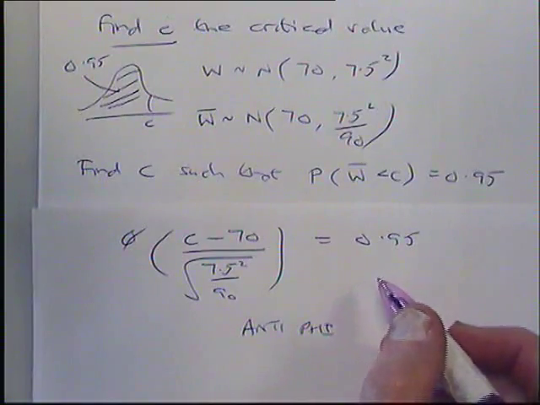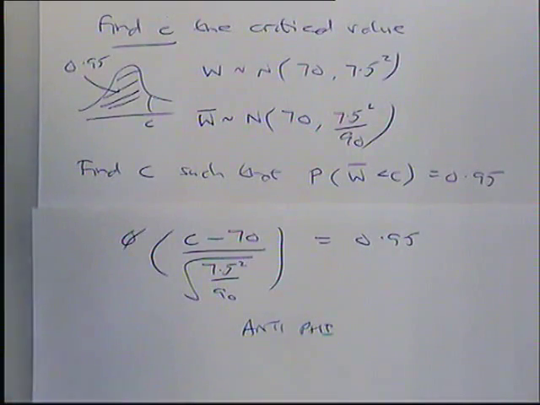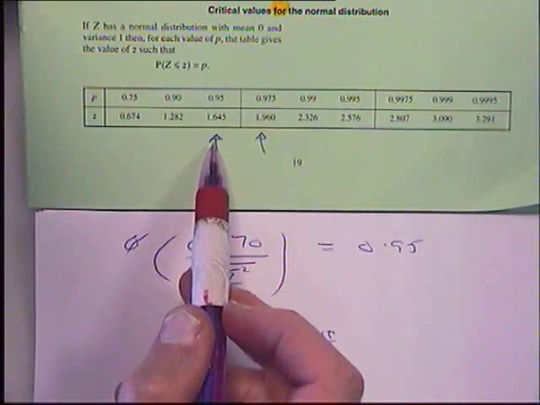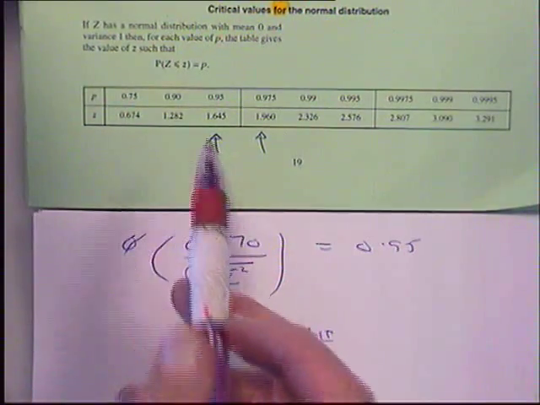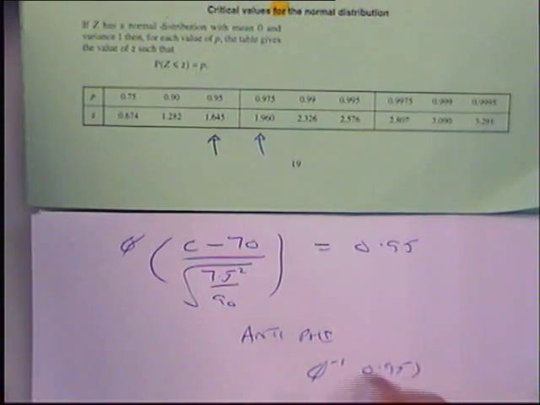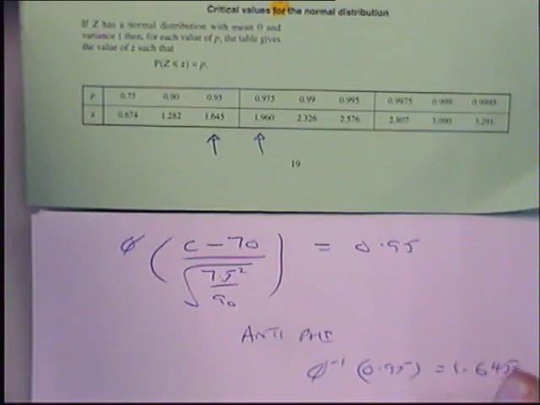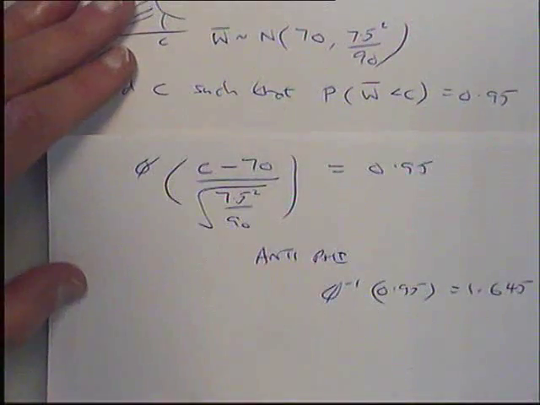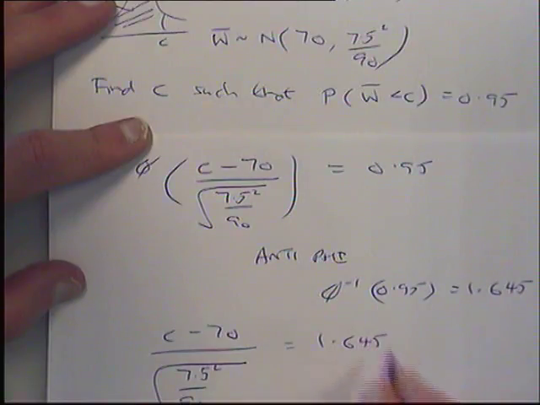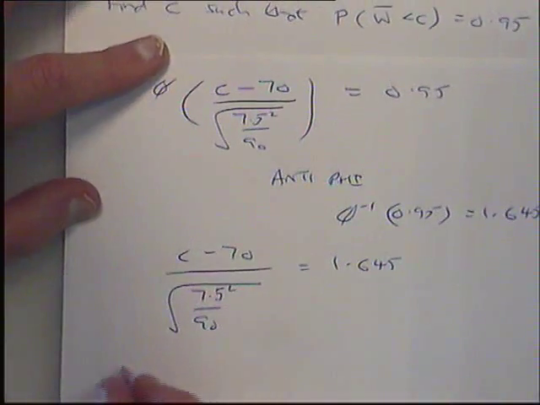Now, anti-phiing 0.95, if you look at your green tables, down the bottom, you will find it there. You haven't got to keep working it out. I think we looked at this last time. If you look at your tables, 0.95, it's one of these arrow ones here, 1.645. You will use it a lot. It will just be in your head at some point, okay? So if I anti-phi 0.95, I get 1.645. So I get C minus 70 over 7.5 squared over 90 square rooted equals 1.645. Then I rearrange that to get what C is.